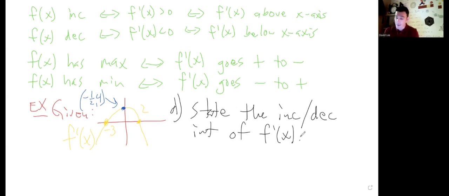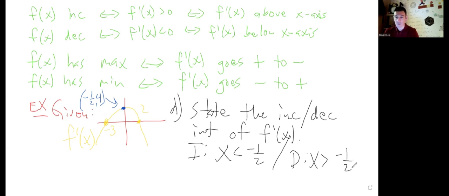So that graph, f prime, it would increase. I'll just put I for increase. It would increase before you hit the vertex. So for x's less than -1/2, because the vertex is at -1/2, before -1/2, we were going up. And then D for decrease, it decreases beyond the vertex. So for x after -1/2.